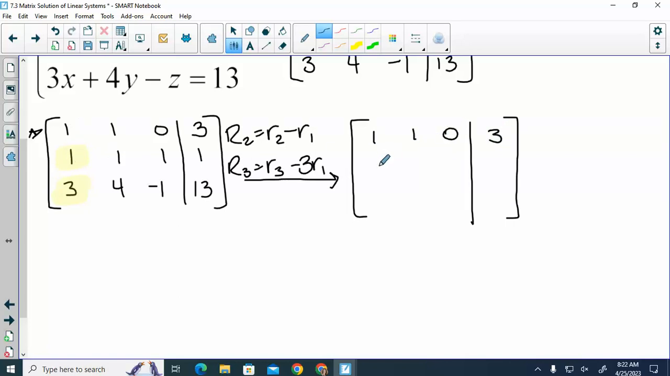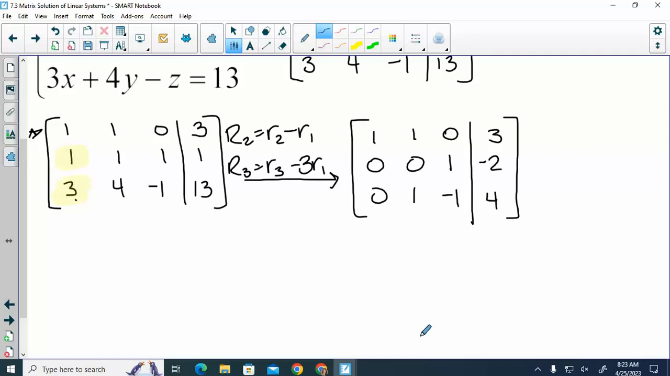So 1 minus 1 is 0. 0 minus 0 is 0. 1 minus 3 is negative 2. So 3 minus 3 times 1, so 3 minus 3 is 0. 4 minus 3 times 1, so 4 minus 3. Negative 1 minus 0. And 13 minus 3 times 3, so 13 minus 9, 4. Okay, it's almost a no solution, not quite.